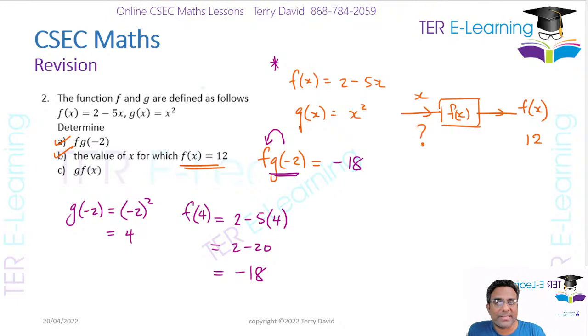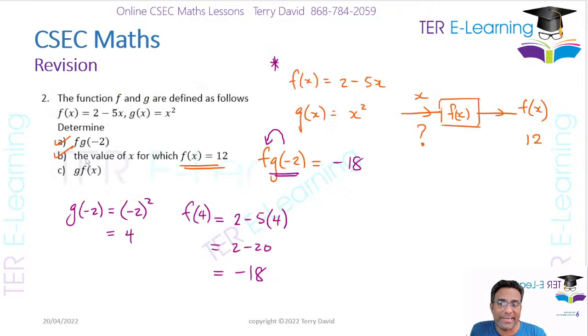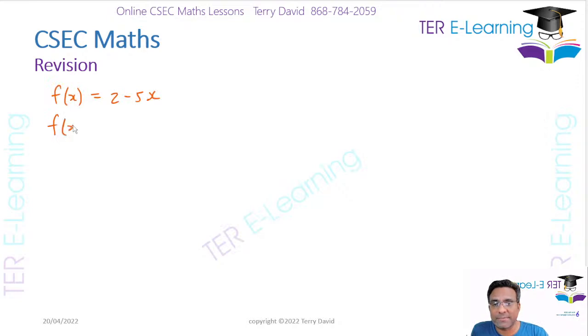Now, f of x is 2 minus 5x. And in the question, they are saying find the value of x for which f of x is 12. So f of x is equal to 12. All you need to do to figure out the value of x is put 2 minus 5x equal to 12, because this is f of x and this is also f of x. So 2 minus 5x must equal 12.